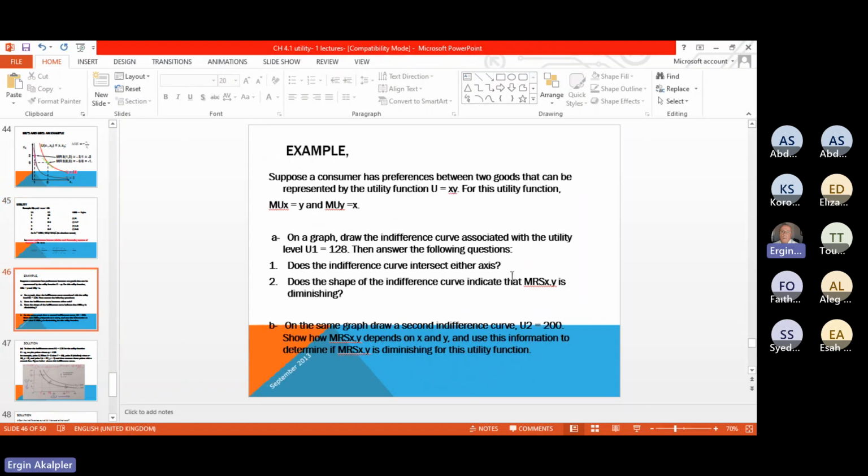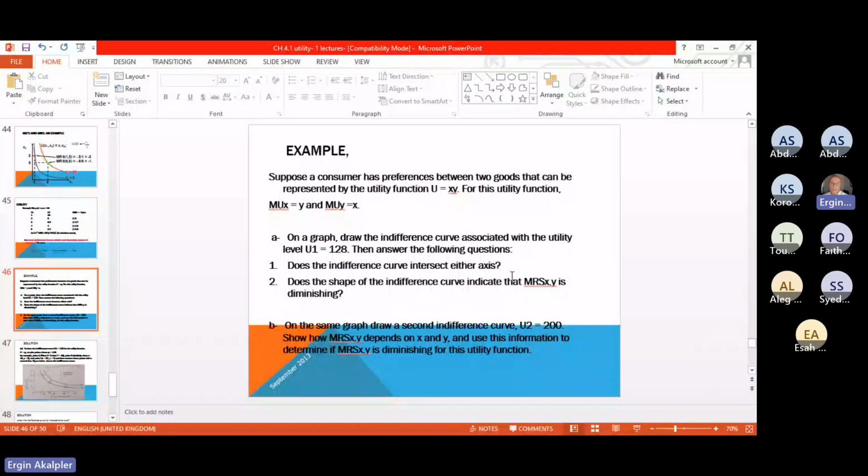Another example: a consumer has preferences between two goods that can be represented by the utility function u is equal to x times y. For this utility function, marginal utility of x is y and marginal utility of y is x. As I mentioned to you, this is the simplest differentiation. Differentiation of x is 1 and differentiation of y is 1 again, isn't it? You know this from the instruction.